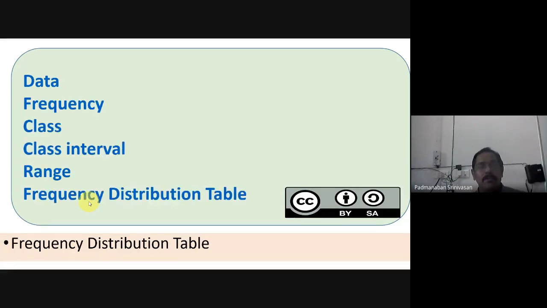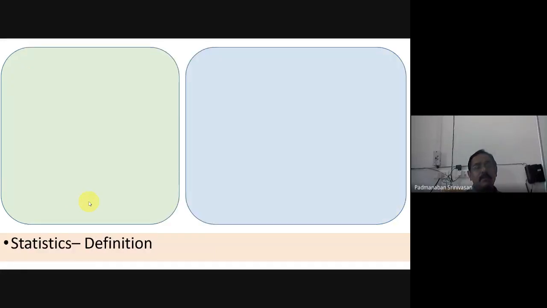These are the topics covered in this: data, frequency, class interval, range, and frequency distribution table. These are the things which will be covered here. So before that, let us go for a definition.